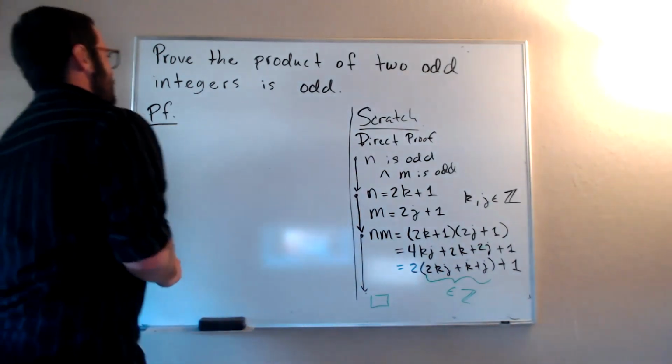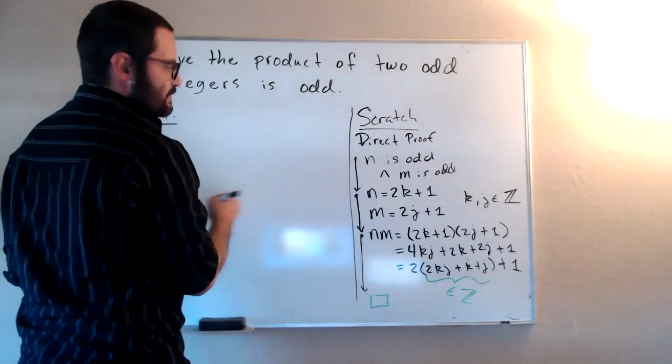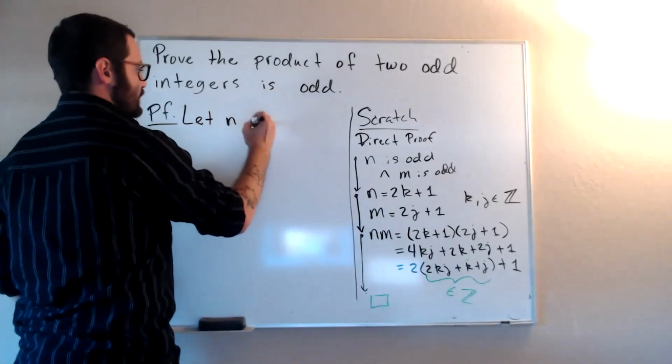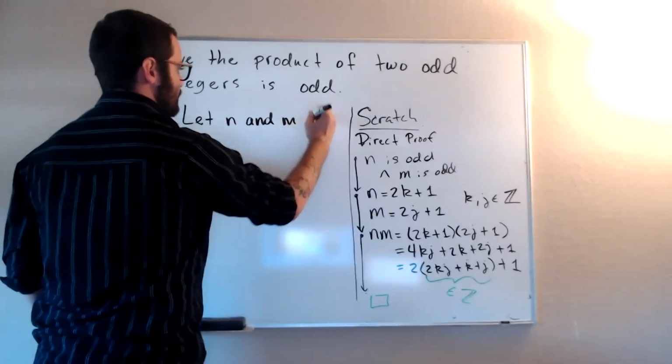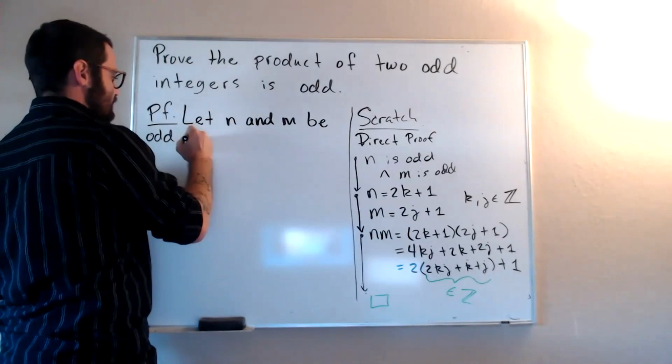So we'll go ahead and start this off by declaring n and m to be odd. So let n and m be odd integers.